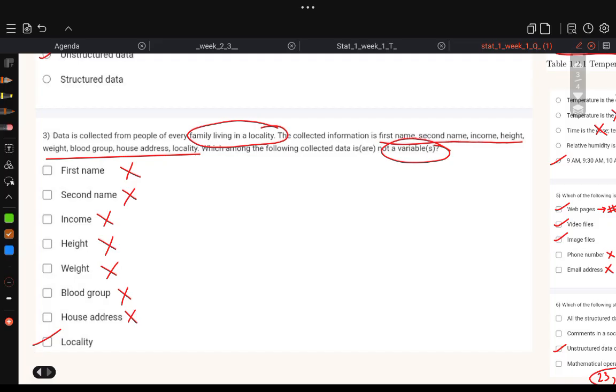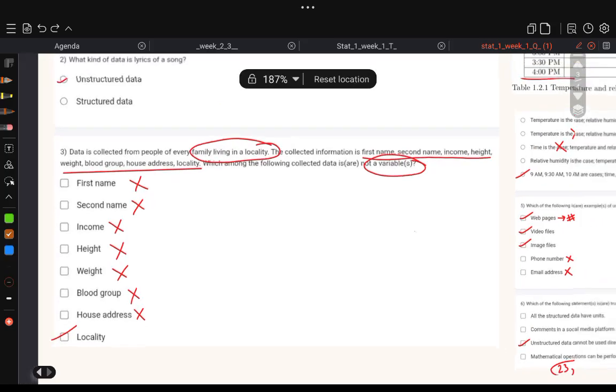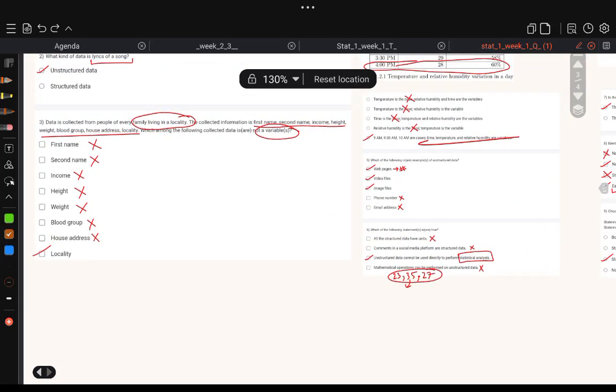Which one is not a variable? See, a thing is not a variable only if it has a single constant value. So a thing is not a variable if it is constant. All these are variables, but only locality is constant, as the family is living in a locality. See here, in a locality. So the locality is constant for all of them as the locality is the same. So it is not a variable.